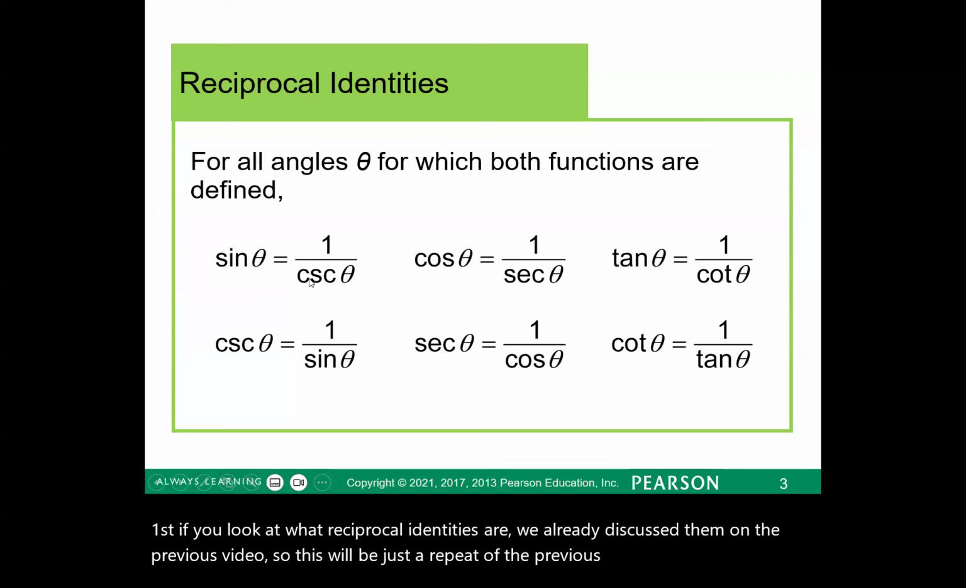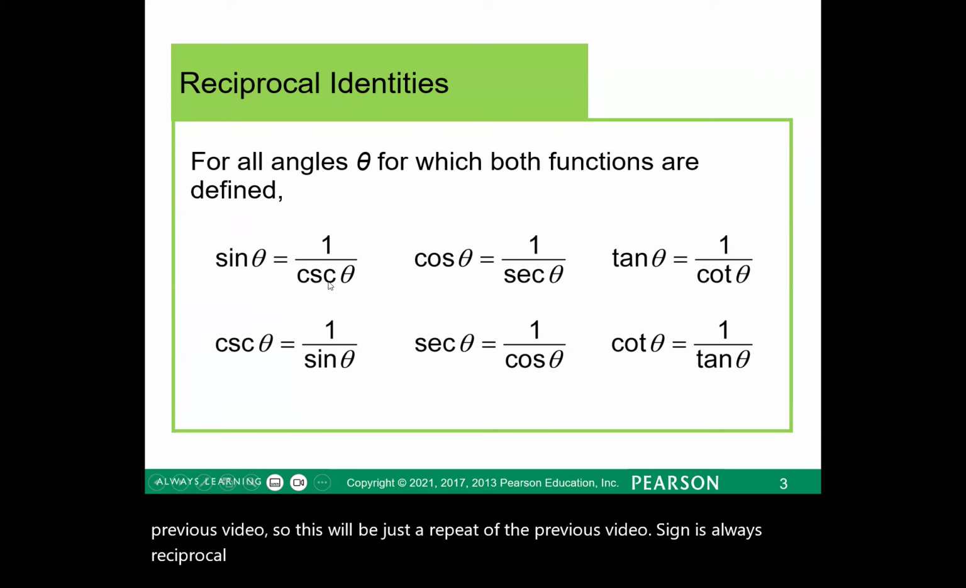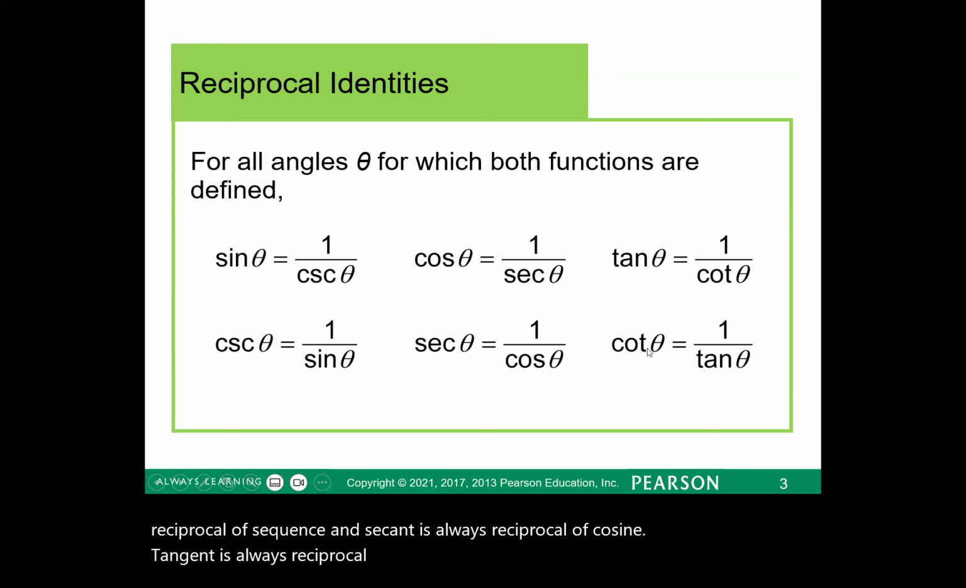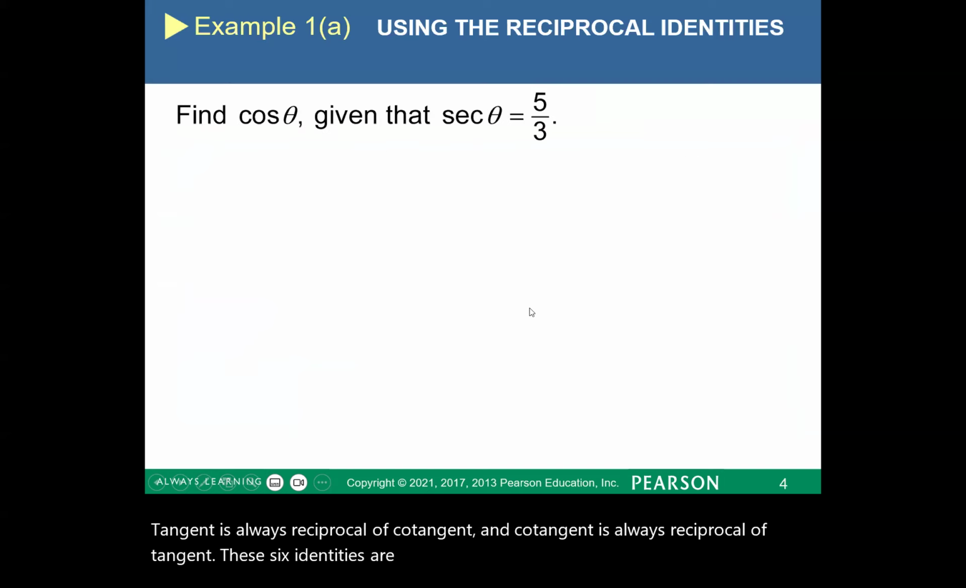Sine is always the reciprocal of cosecant. Cosecant is always the reciprocal of sine. Cosine is always the reciprocal of secant, and secant is always the reciprocal of cosine. Tangent is always the reciprocal of cotangent, and cotangent is always the reciprocal of tangent. These 6 identities are called reciprocal identities.